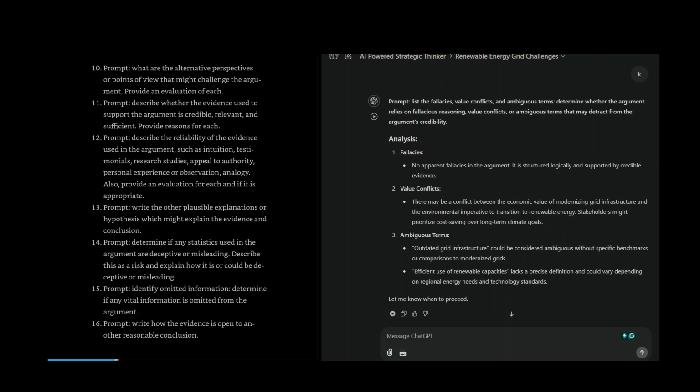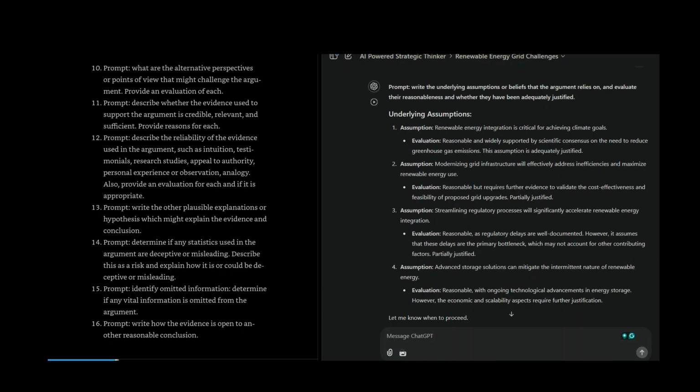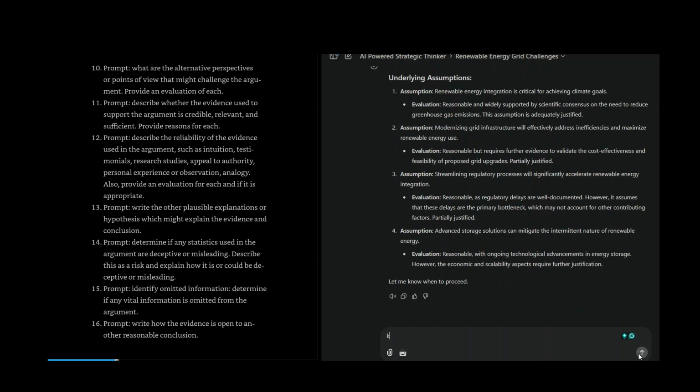4. Describe the perspective from which the argument is presented. Determine the reason behind the author's writing, whether it is to inform, persuade, or entertain, then provide an explanation. 5. What are the important questions that the author brings up that need to be answered in order to fully understand the argument? 6. List the fallacies, value conflicts, and ambiguous terms.